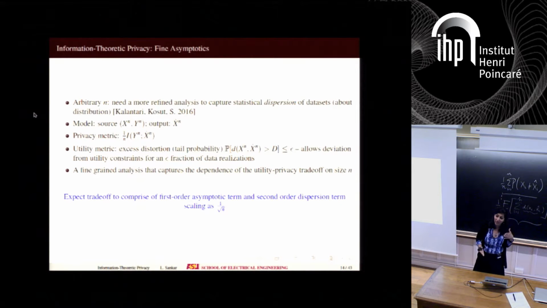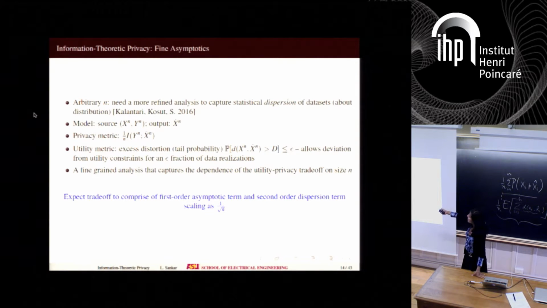You have to use central limit theorem and Berry-Esseen kinds of bounds to do this. They're not easy. This is something that we have been working on for a few years, and it turns out to be a really not so easy problem to solve. So I still keep the same privacy metric, but here's how I define utility.